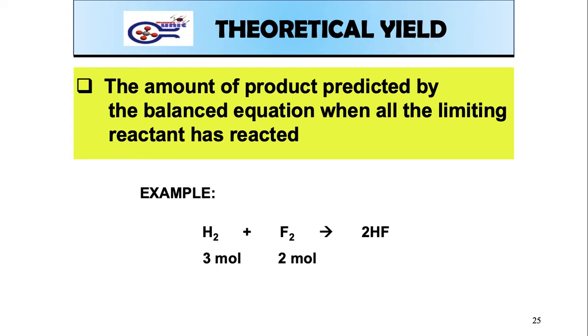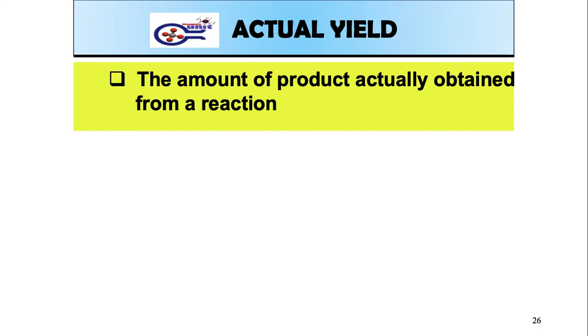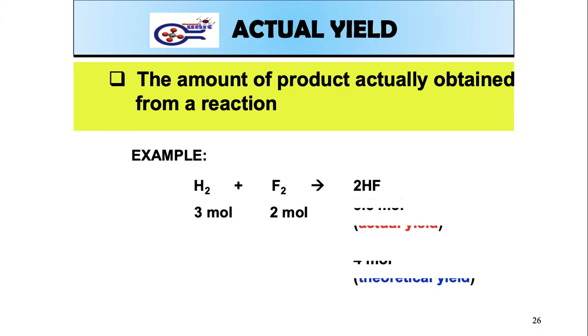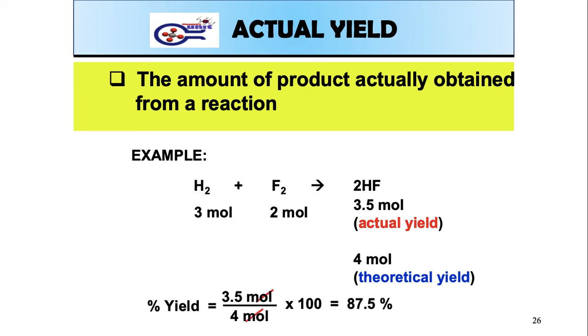For example, we have 3 mole of hydrogen plus 2 mole of fluorine produce 4 mole of hydrogen fluoride. 4 mole of hydrogen fluoride is the theoretical yield. Actual yield is the amount of product actually obtained from a reaction. So usually actual yield is less than theoretical yield. To calculate the percentage yield, the actual yield is divided by theoretical yield times 100.